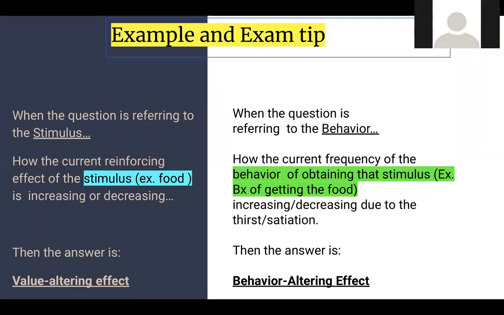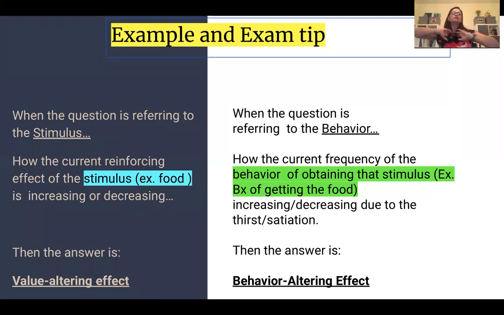Yes, here. Can you read it again, Yenny? Yes, I'm going to keep it. When the question is referring to behavior, listen, only behavior, for example, how the current frequency of the behavior of obtaining that stimulus, for example, the behavior of getting the food, increases, you're more likely to engage in that behavior due to the thirst that you have.